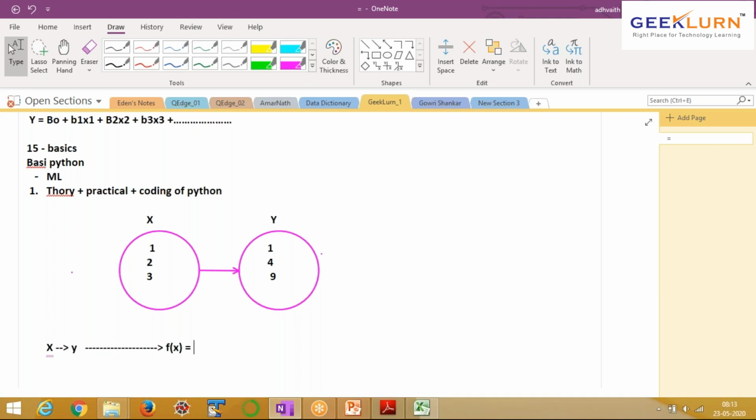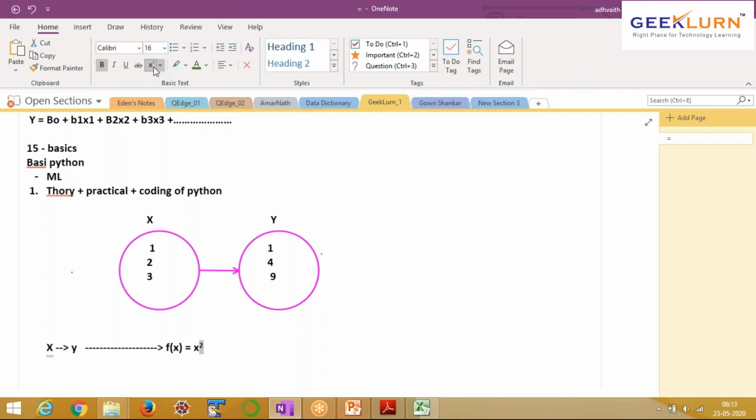Yes, that means if I apply x square, I will get the y values. That means I need to apply a function called x square, and I am getting the y values. Agree? That is the thing.